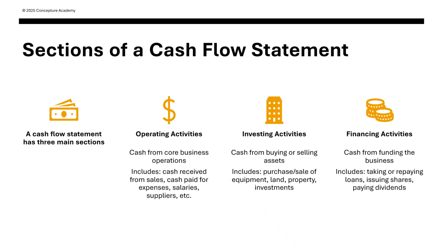Now finally, we have financing activities. These activities tell us about how the business is being funded, either through borrowing, repaying loans, or issuing shares to raise money, or paying dividends to shareholders. So together, these three sections help us understand not just how much cash a company has, but how it got that cash and how it is using it.